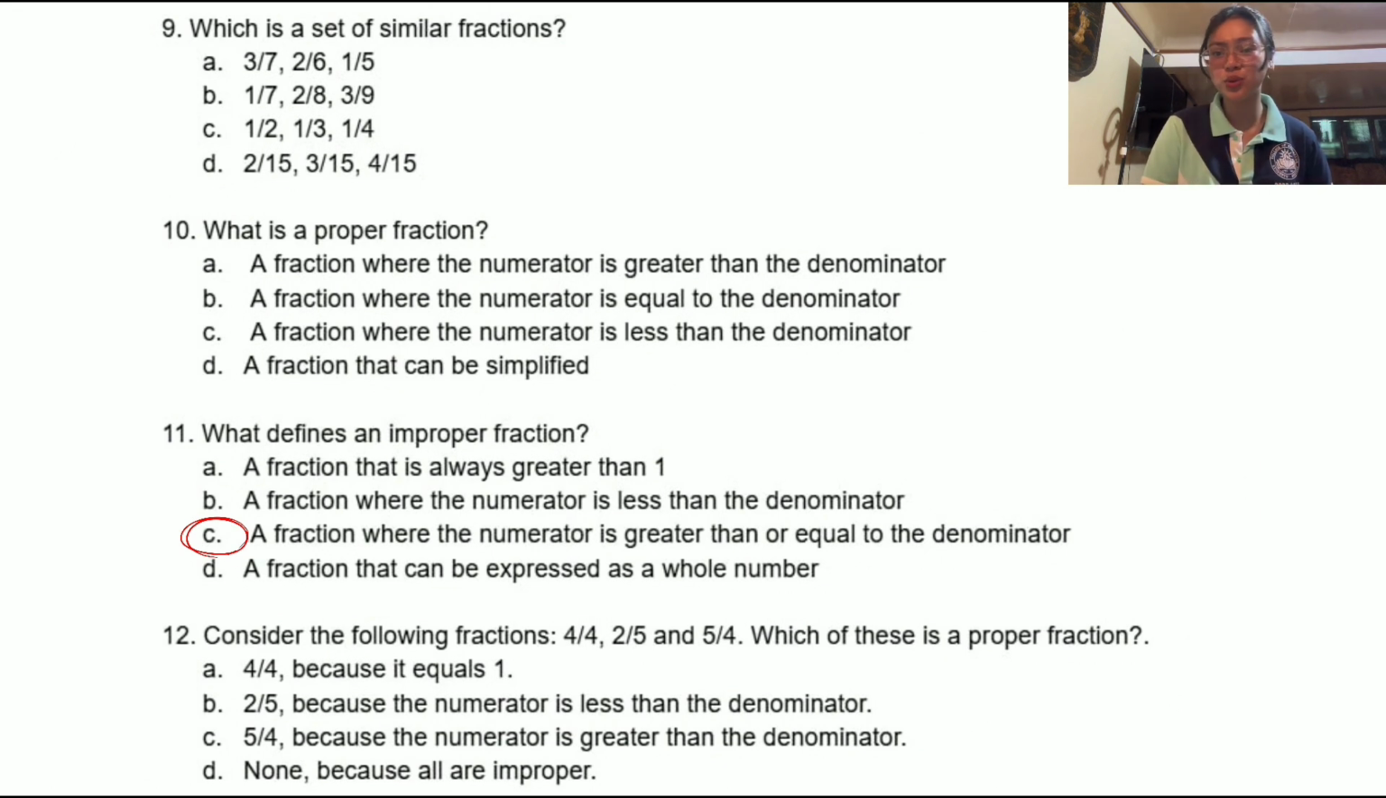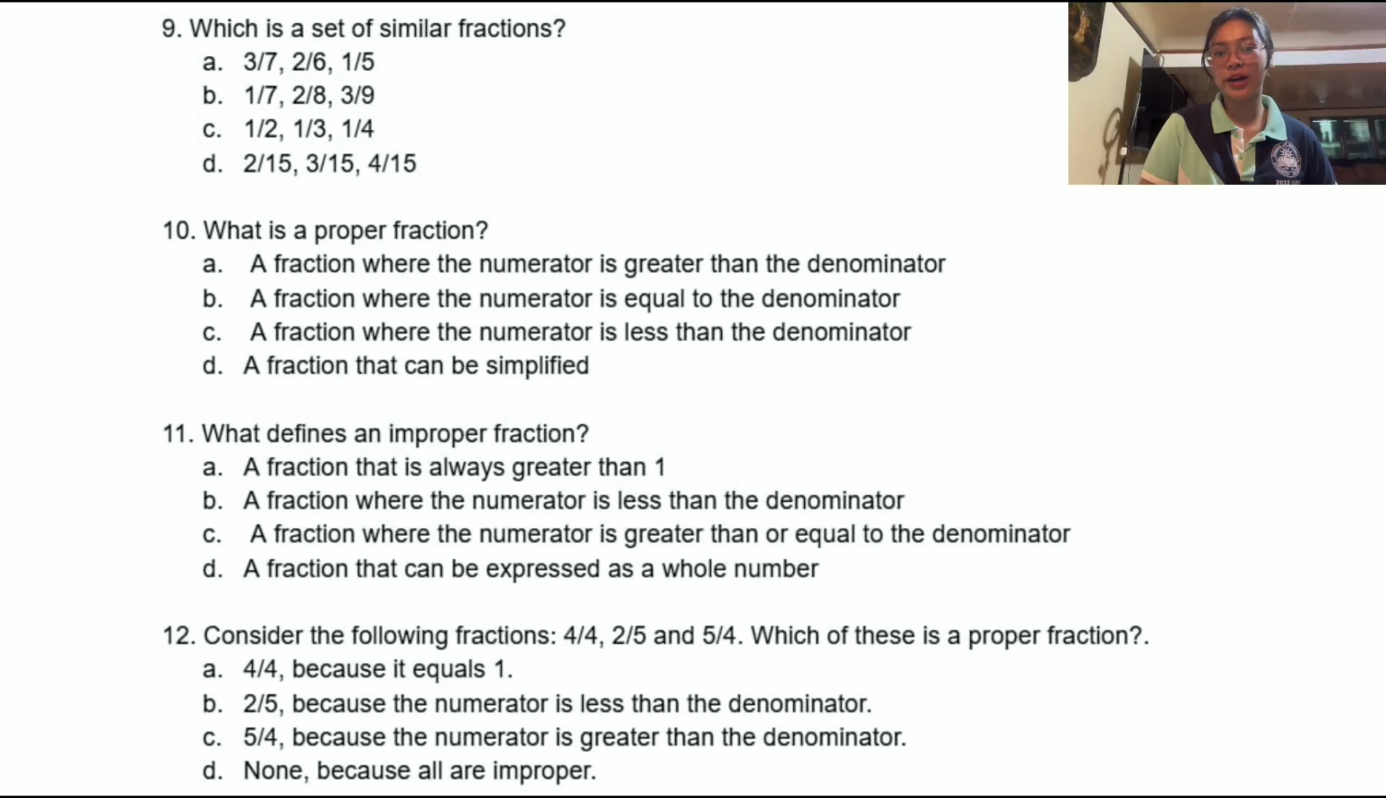The other option as well, which is the letter B, numerator less than the denominator. This describes proper fractions, and we are talking about improper fractions here. And the other option, which is the letter D, expressed as a whole number. Well, not all improper fractions are whole numbers. Like for example, the 5 over 4. So the correct answer for number 11 would be the letter C.